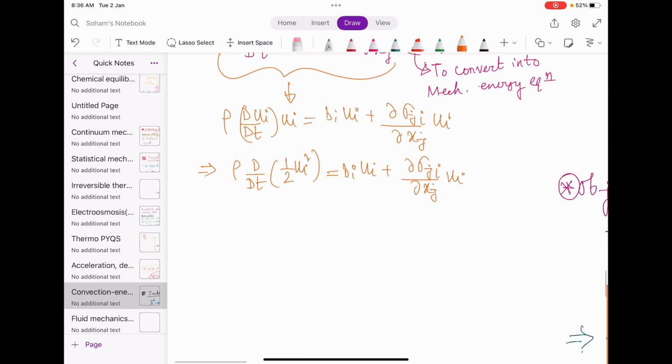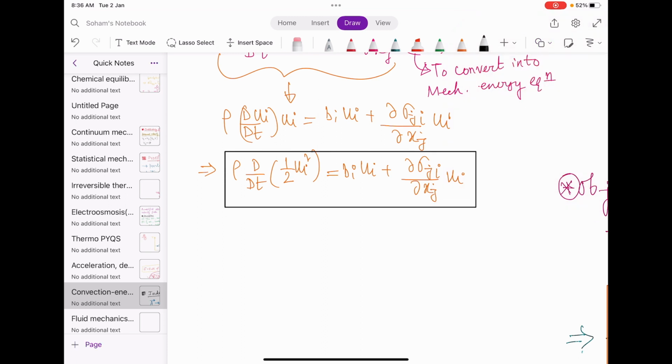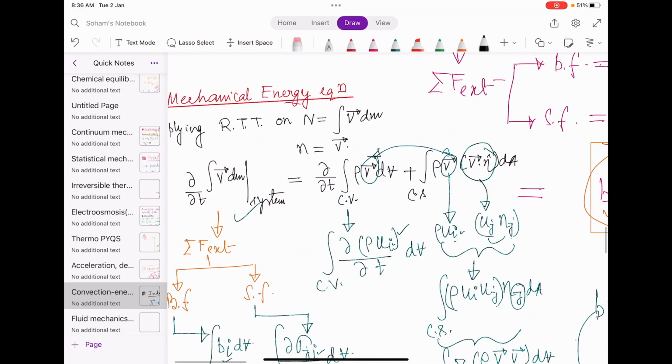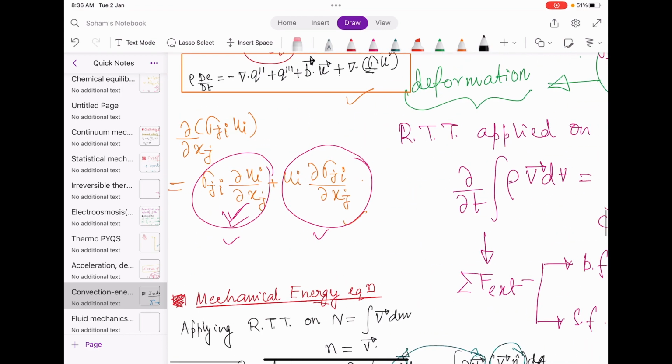So this is the mechanical energy equation. Now see that both this term and this term were there in the total energy equation. So out of that total energy equation, let us now analyze.